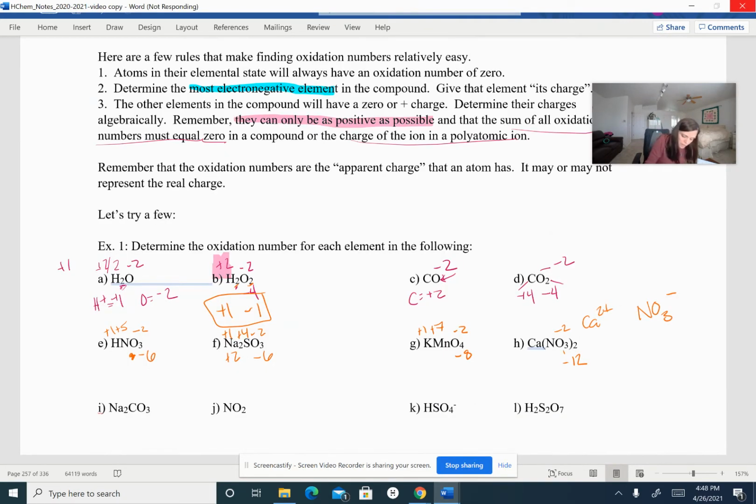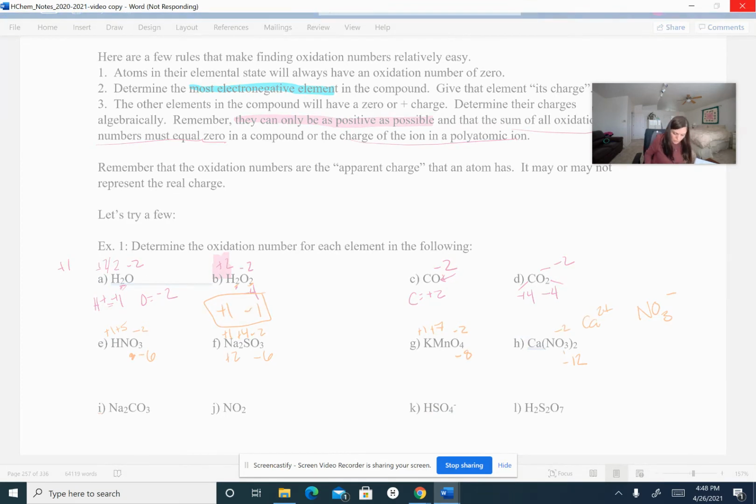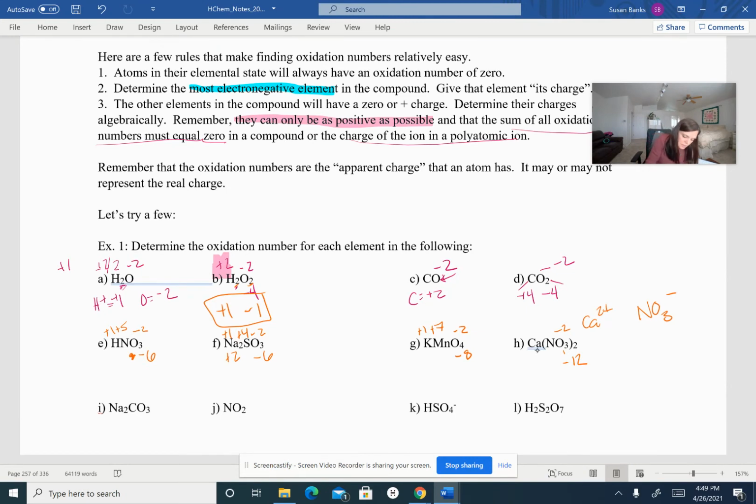this. So calcium is a +2. Okay, so +2 plus a -12 will give me a -10. Okay, now notice we've got 2 nitrogens. So 10 divided by 2 gives me a +5 to get us to 0 for that nitrogen. So you should have +2 for calcium, +5 for nitrogen, -2 for oxygen.